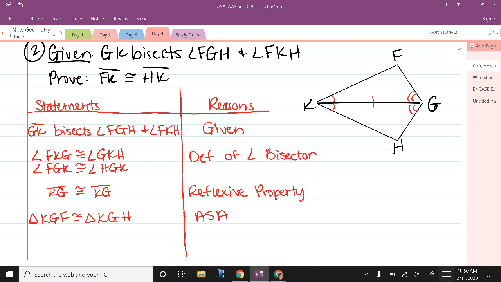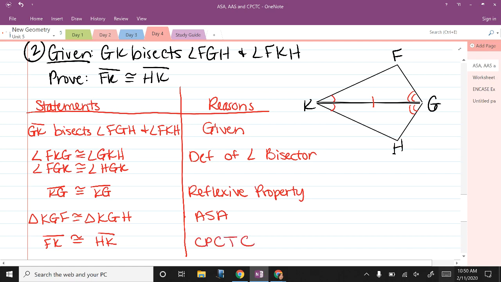So now can I say that segment FK is congruent to segment HK? FK and HK? By what reason? CPCTC, yep. Corresponding parts of congruent triangles are congruent. So now that we said those triangles are congruent, I can say they have congruent corresponding parts. And FK and HK are corresponding parts. Corresponding parts of congruent triangles are congruent.